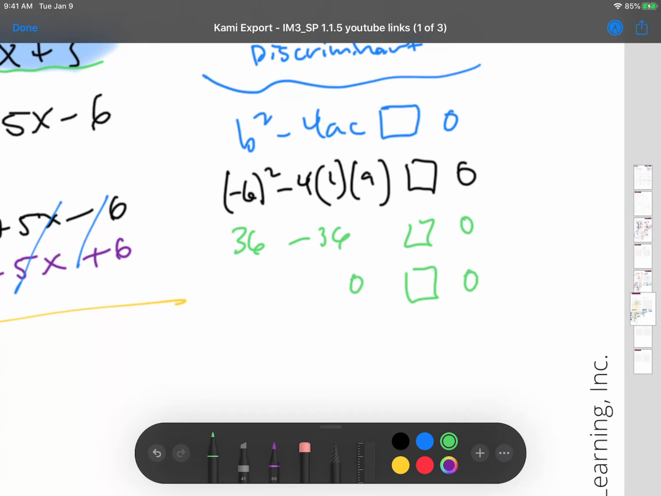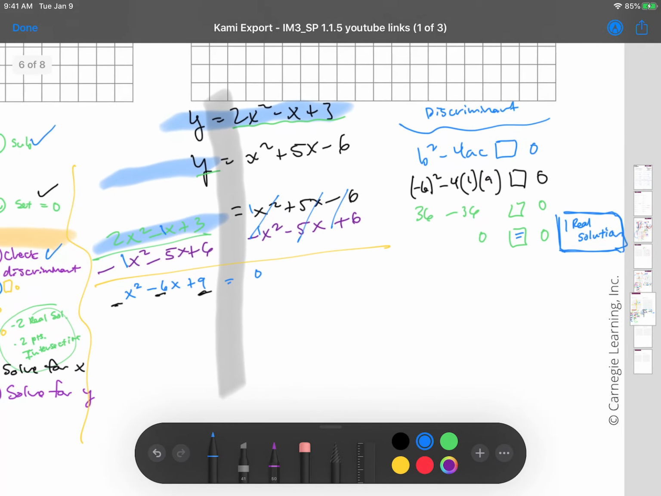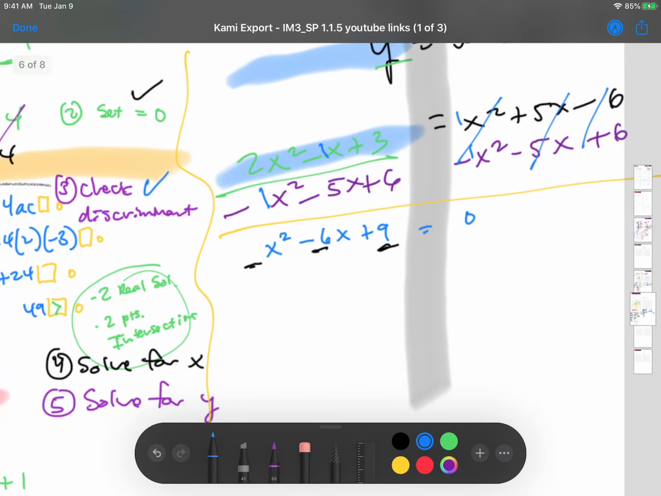So what inequality can we write in there? The answer is that it's equals. What happens if they're equals? That means there is one real solution. So this should give us an idea. Let's continue solving over here. So now we know the discriminant tells us to solve for x. Okay, so let's go for the home run.